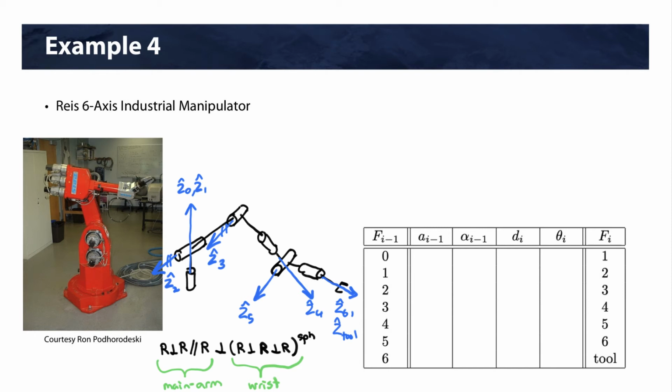Just like our previous examples, the first thing we have to do is draw a 0 displacement diagram. This makes assigning the D&H parameters a lot easier.